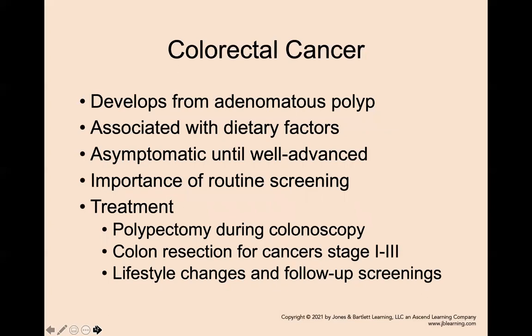And colorectal cancer often develops from an adenomatous polyp. It's associated with dietary factors. It's asymptomatic. And the most important thing we can do to check for this is be consistent with the routine colonoscopy screenings. If you are someone who has a family history of colorectal cancer, you will start your screenings typically at the age of 40. Everyone else will start their screenings at the age of 50. And then depending on what they find, you'll be told when your next colonoscopy would be.